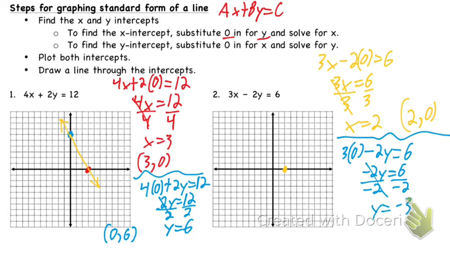Very good. And so when we plugged in 0 as x, we got negative 3 out of our y. So it's 0 comma negative 3. So we can go to our y-axis and go down 3, because that's where y is equal to negative 3. We connect these 2 points. And now we have our graph.